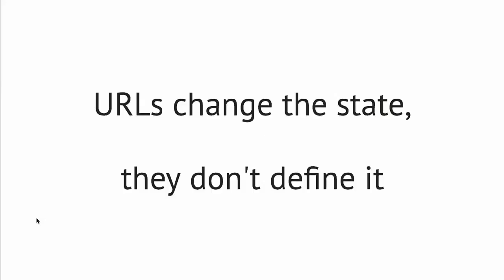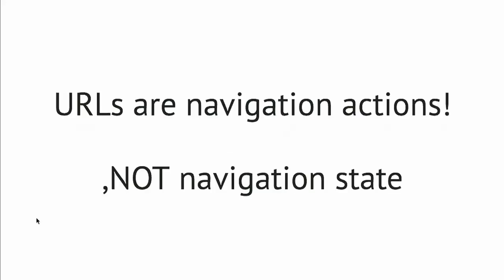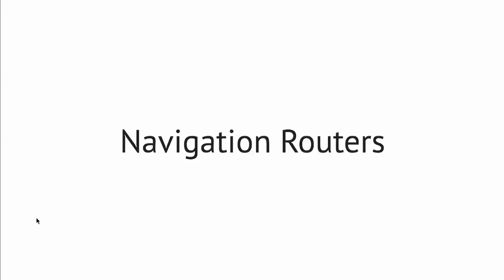This is one of my big theories, that URLs change the state, they don't define it. I think this is really critical to understand. So I'm going to repeat myself. I really think URLs are actions, because actions are what we have to change state in our ecosystem. I'm going to repeat this because I really think it's important. URLs are navigation actions and not navigation state. I really think this is critical to understand and internalize if you're going to succeed with having a shared code base between web and mobile.